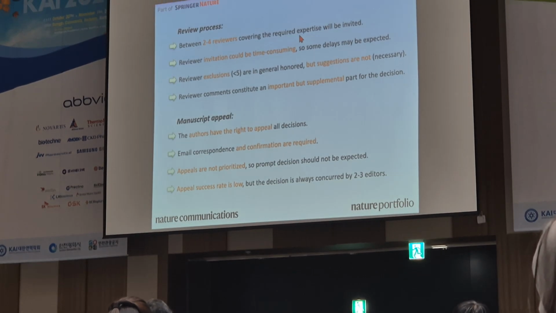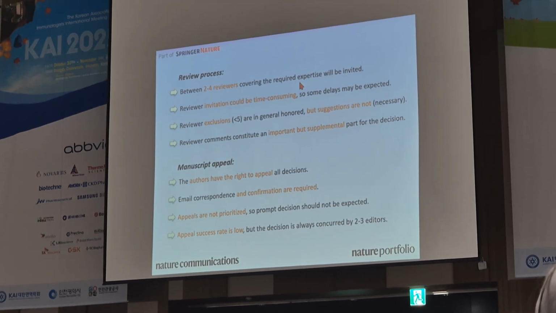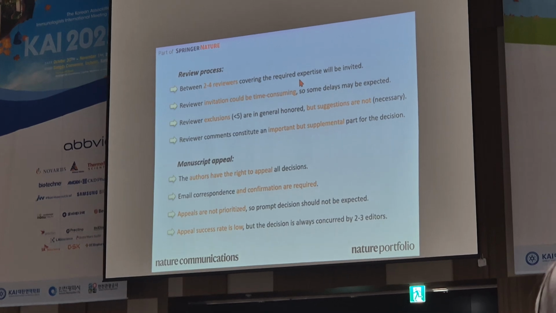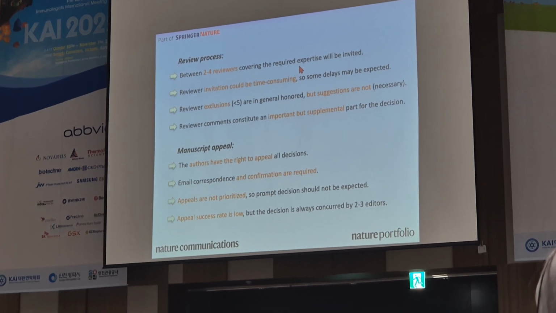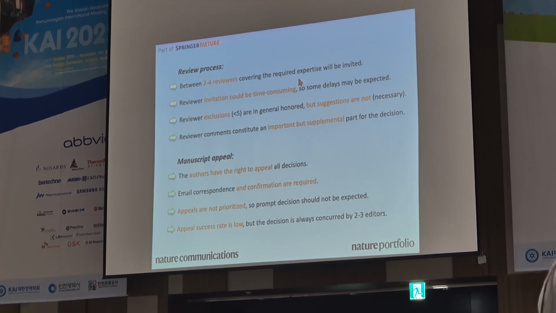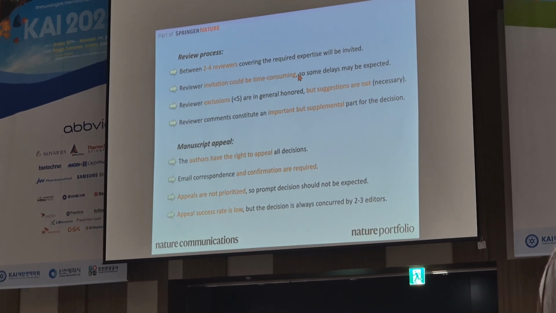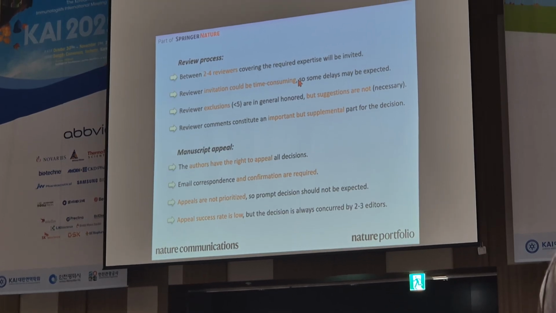Now, if your manuscript is returned to you, it is your right to appeal the decision. All you have to do is email your handling editor, and we will send you the appeal link and some instructions. But please understand that appeals are not prioritized. Sometimes they will sit on the back burner for a couple of days or even a couple of weeks if the editor is busy handling other manuscripts at different stages.